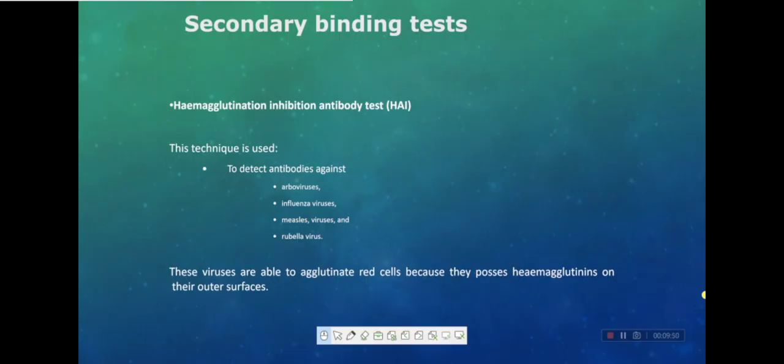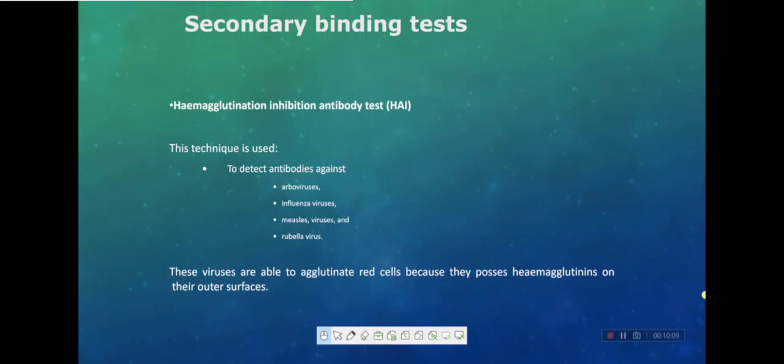Now talking about the hemagglutination inhibition antibody test. So what is the hemagglutination inhibition antibody test? It is used to detect antibodies against arboviruses, influenza viruses, measles viruses, and rubella viruses. These viruses are able to agglutinate red cells because they possess hemagglutinins on their outer surface.